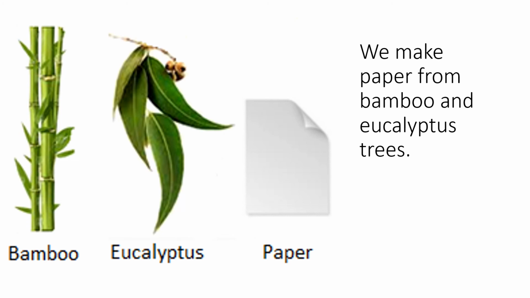The books and paper you use also come from plants. Which plants? Bamboo and eucalyptus. Let us read the line, children. We make paper from bamboo and eucalyptus trees. Let's read out the words here, bamboo and eucalyptus. Their spellings are new to you.